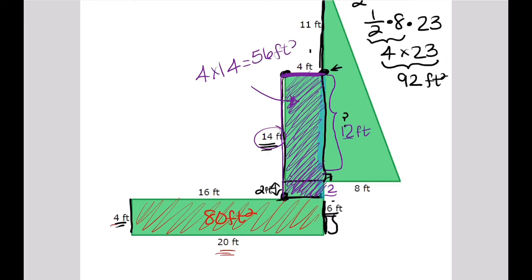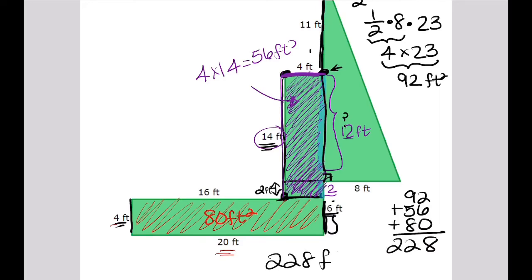And now we have all the necessary numbers that we need to solve this. So we have 92 plus 56 plus 80. Let's put it together. 2 plus 6 is 8. 5 plus 9 is 14, plus 8 is 22. So you get 228 square feet for the area of the entire thing.